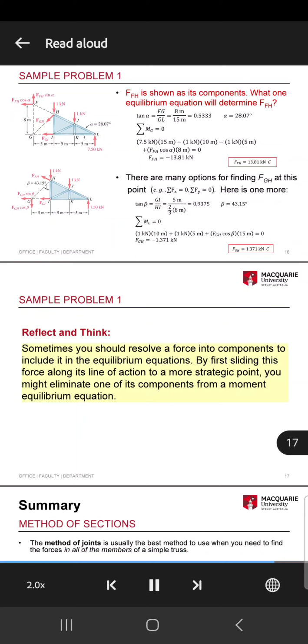Sample problem 1. Reflect and think. Sometimes you should resolve a force into components to include it in the equilibrium equations. By first sliding this force along its line of action to a more strategic point, you might eliminate one of its components from a moment equilibrium equation.